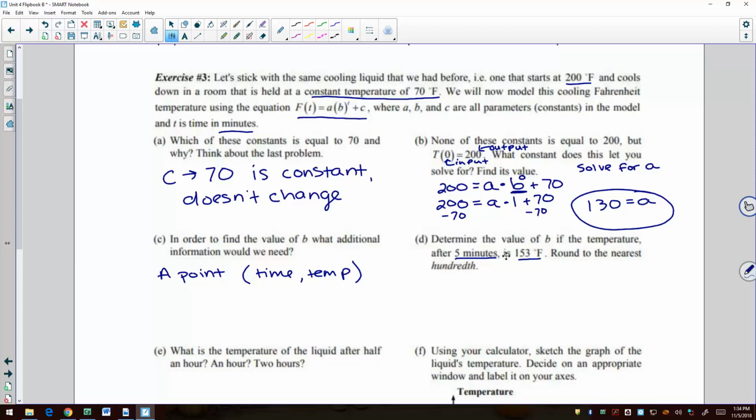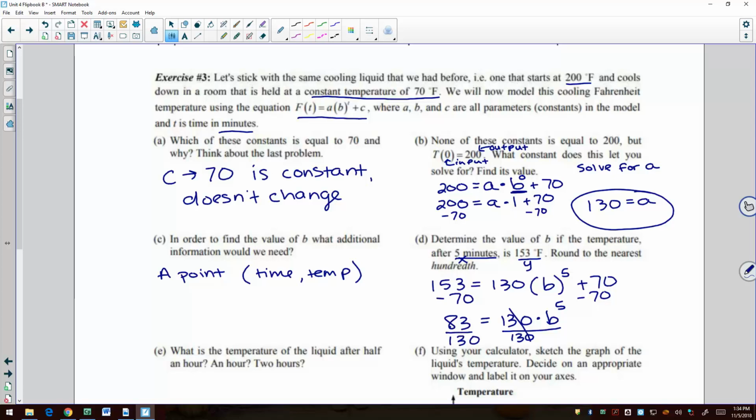So our output is 153. This is your y, so to say, and this is your x. If I plug those in, I get 153 equals 130 times b to the 5th plus 70. And recall I got the 130 up here in part B. That's what your A is. Now you can solve for B. So we're going to subtract the 70 over to the other side, and that's 83 equals 130 times b to the 5th, and then divide the 130 over.